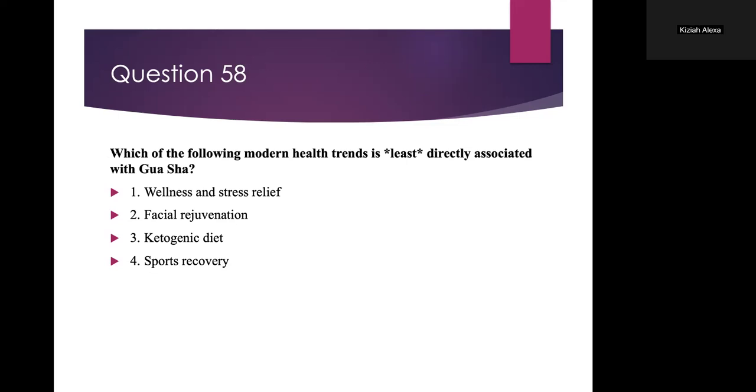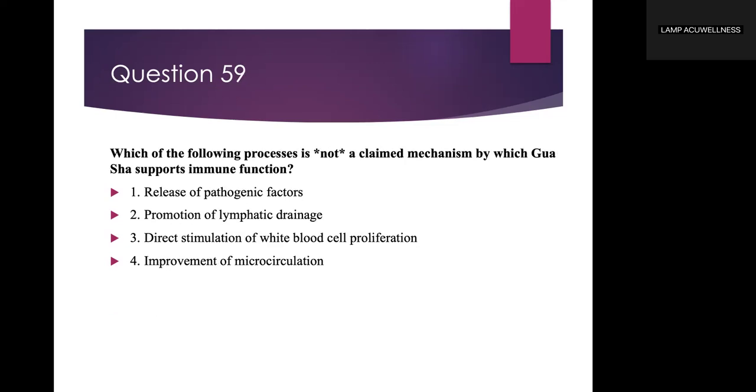Which of the following modern health trends is least directly associated with Gua Sha? Ketogenic diet. Okay. Which of the following processes is not a claimed mechanism by which Gua Sha supports immune function? Direct stimulation of white blood cell proliferation. That is, increasing the number of white blood cells.